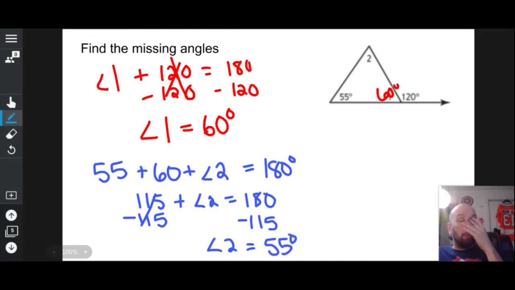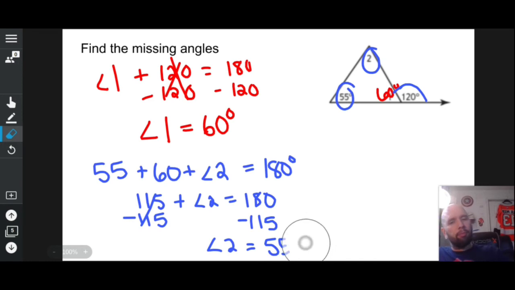Now, some of you might be thinking, wait a minute, sir. Isn't there an exterior angle theorem that says 120 equals 55 plus angle 2? Yes, there is. And that's how you could do that one as well. And I screwed up. This is actually not 55. It's 65. Boy, is that embarrassing.